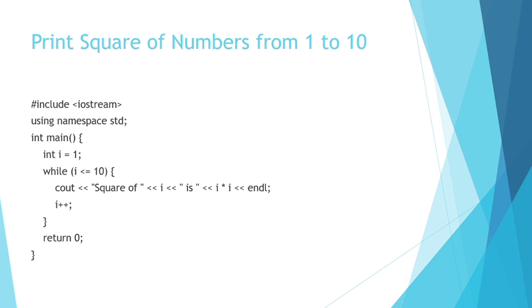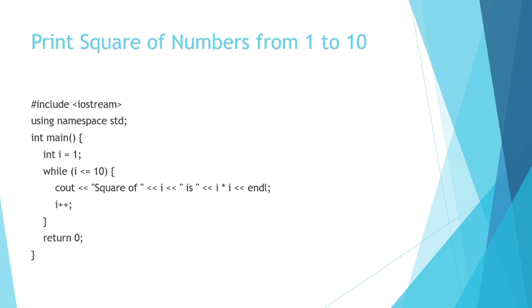Print square of numbers from 1 to 10. int i = 1: the variable i is initialized with the value 1. This variable i will serve as the counter that starts from 1 and will be used to calculate the square of each number from 1 to 10.